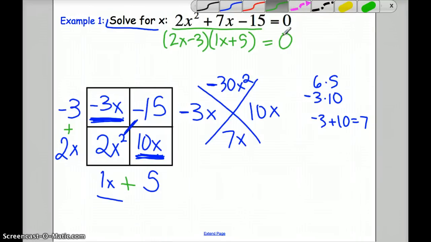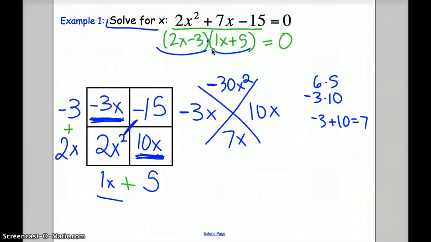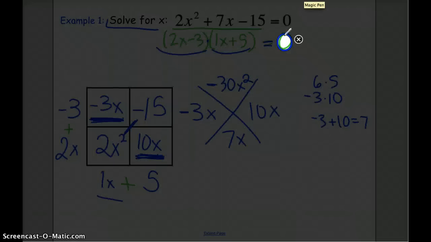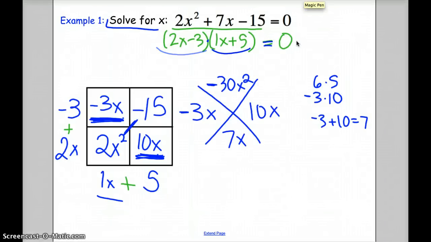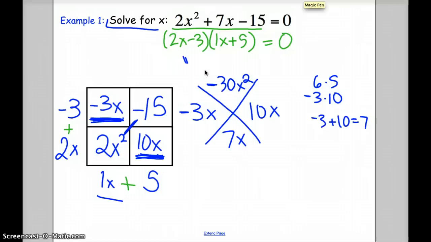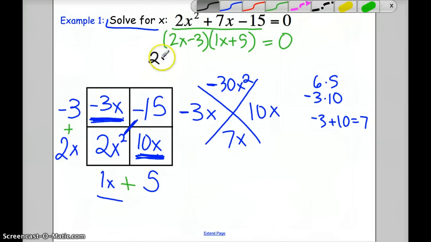Now since I've written my problem as a product, I can now use the zero product property. So remember the zero product property says that if you have a product of two numbers and they equal zero, then somebody's zero. So either this guy equals zero or the other guy equals zero. So we're going to write that out and show that one of those two has to be zero. So we're going to say that either 2x minus 3 equals zero or the next one should be zero.